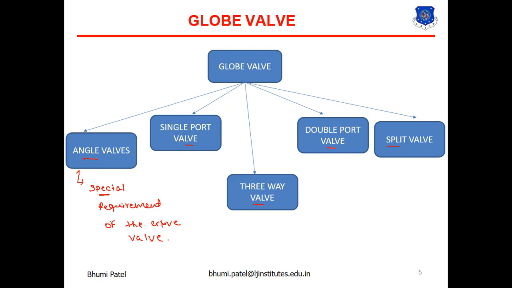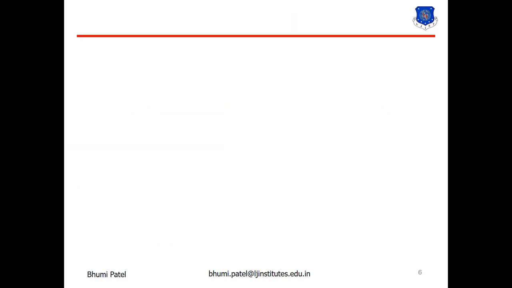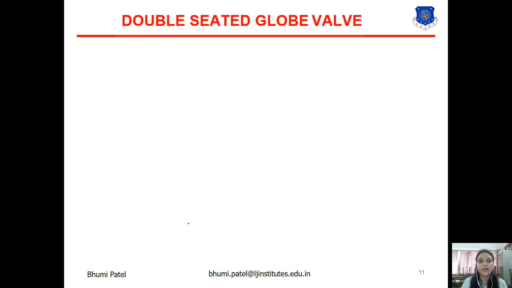As we discussed in the last session, the single port valve, double port valve and three-way valve are the basic globe valves, and for special requirements we use angle valves and the split valve. In the last session we studied the working principle of the single port globe valve. Now the next one is the double seated globe valve.